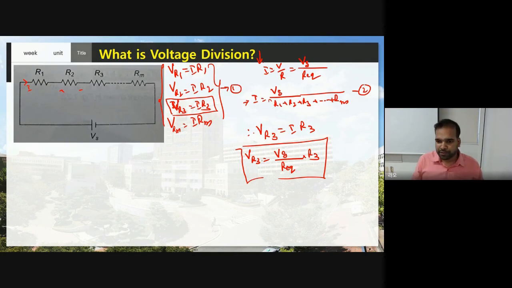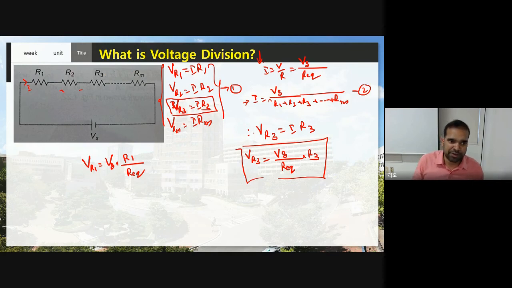Now see, if you want to find voltage drop at R3, first you need to write the total voltage. This is the source voltage into wherever you are finding the voltage. I'm finding voltage at R3, by R equivalent. Suppose if I want to find voltage drop at R1, this is VR1. What is the total voltage? Vs. Where I am finding voltage at R1. Therefore, R1 by my total equivalent resistance, R1 plus R2 plus R3 plus R4.